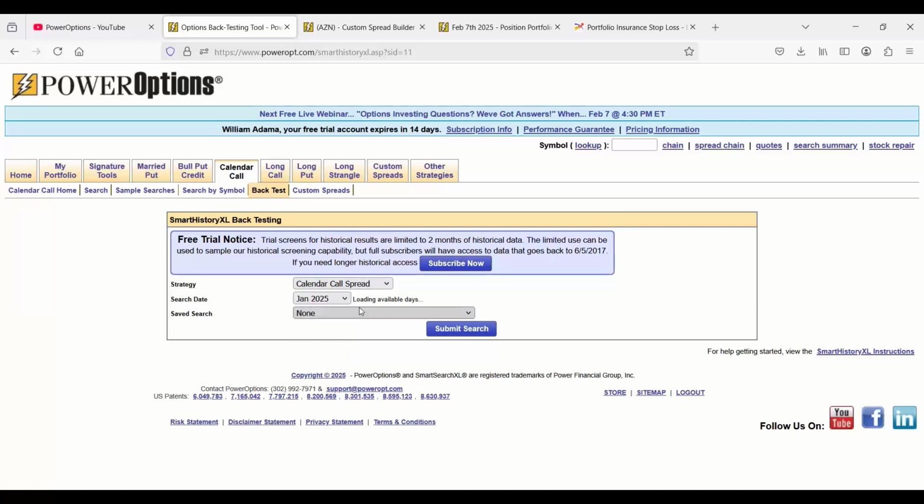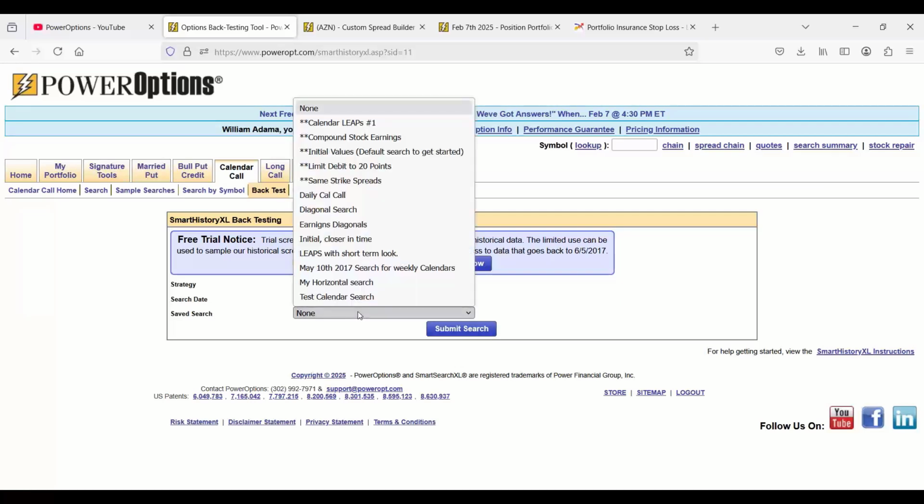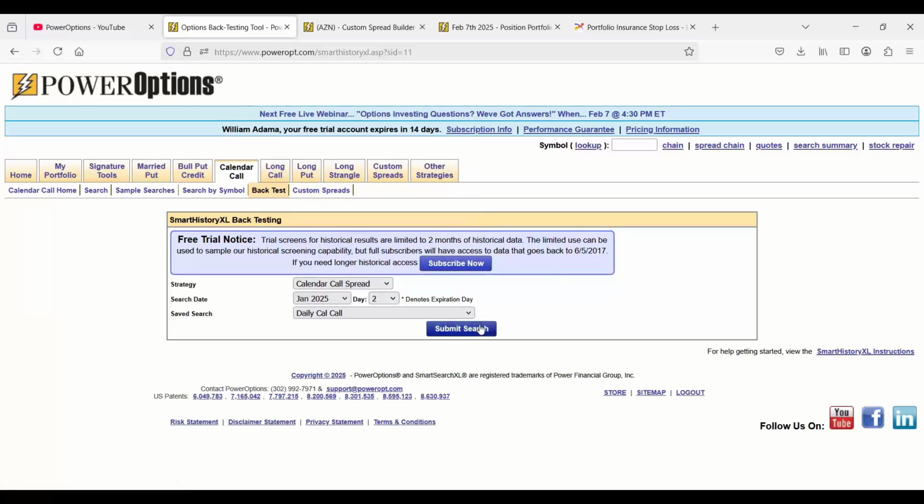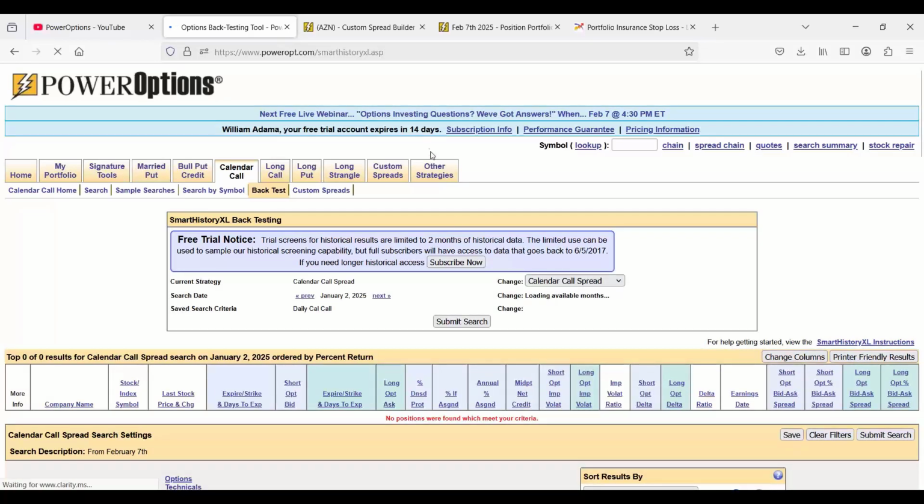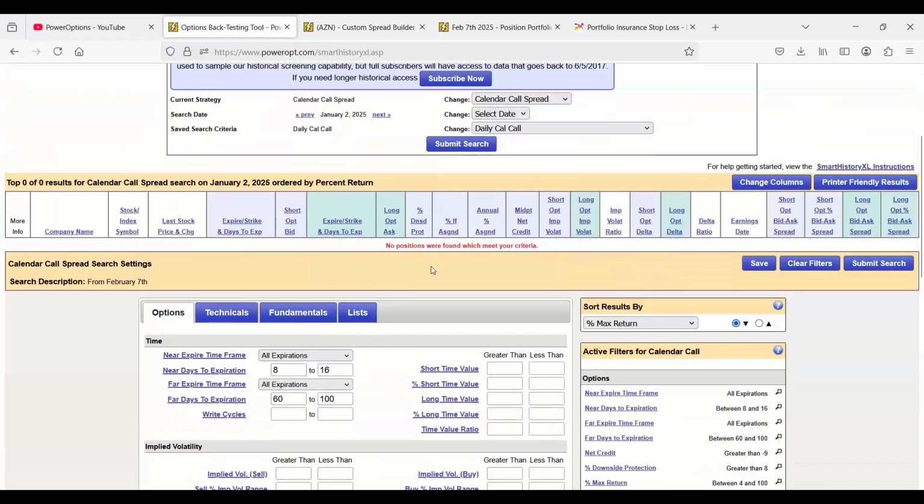We're going to go to January, what was it, 3rd? January 4th? January 2nd, start of the new year. And we're going to go to Daily Cal Call. Now we're going to go ahead and submit that search. Might take us a moment or two to find the results, as I mentioned, and it's because everything is uploading into the historical table at this time. Let's see, there we go. Okay, no positions matched.